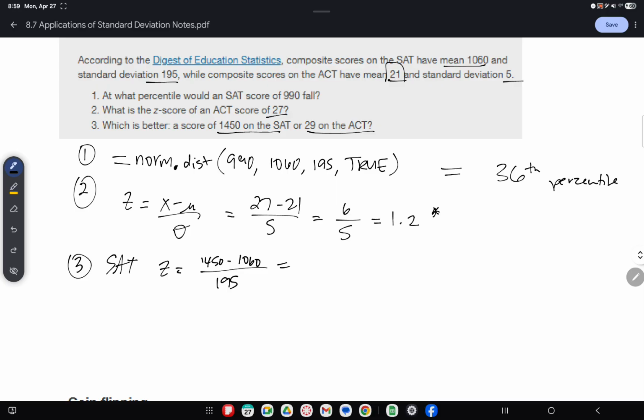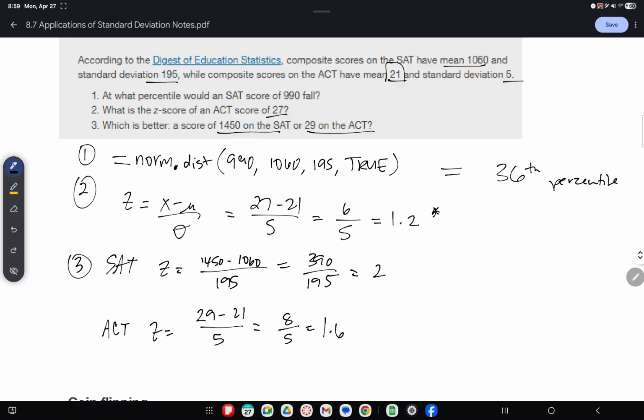Let me grab my calculator for that one. So 1450 minus 1060 is 390. And then if I divide that by 195, I get exactly 2. Okay. Now the ACT, let's see, 29 minus 21 over 5. That's going to give 8 over 5, which I believe is 1.6.